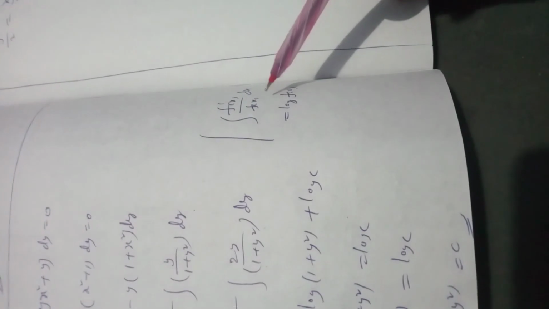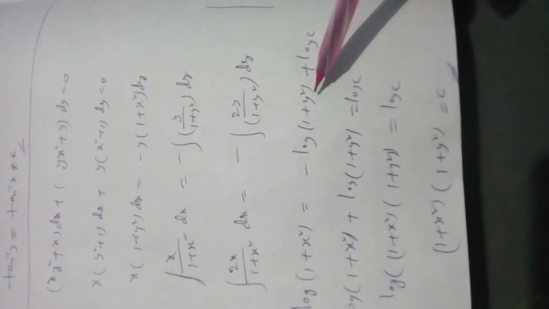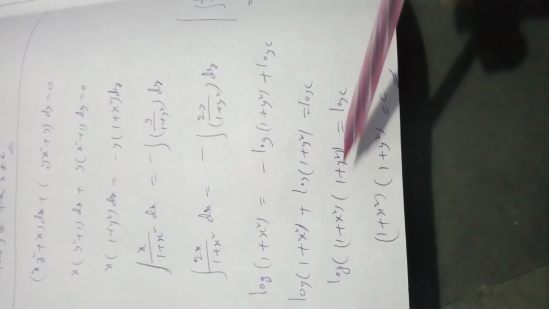This is the formula: the integral of f dash of x by f of x dx equals log of f of x. Take the derivative of the denominator term, and that comes to the numerator. So log of (1 plus x square) equals minus log of (1 plus y square) plus log c. Bring all the logarithm terms to one side; log a plus log b is log of ab, so the log is cancelled. Then (1 plus x square) times (1 plus y square) equals c.